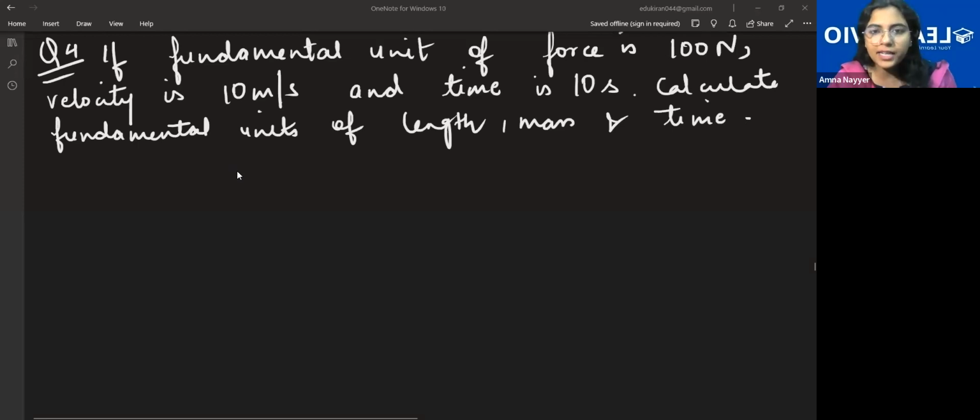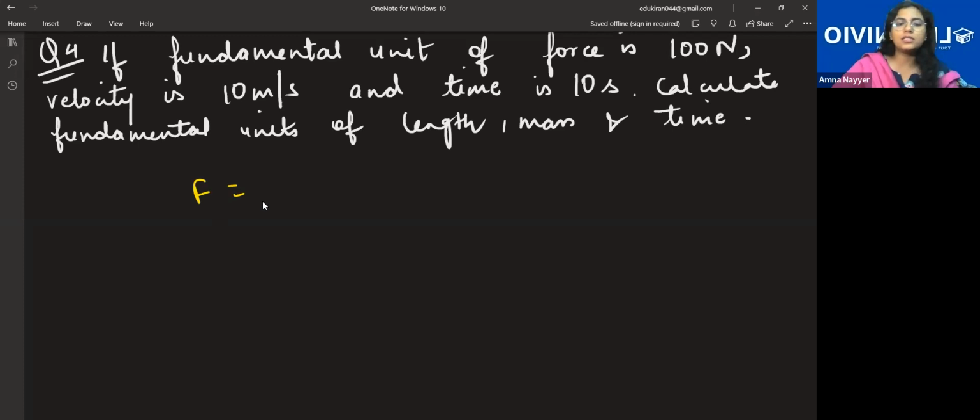This says that if the fundamental unit of force is 100 Newton, velocity is 10 meter per second and time is 10 seconds, you have to find out the fundamental units of length, mass and time. So force's dimensional formula is MLT to the power minus 2. Did you notice one thing? I had told you earlier only: remember 5 formulas at least, for velocity, for acceleration, for force, and for work done. Because length you already know.